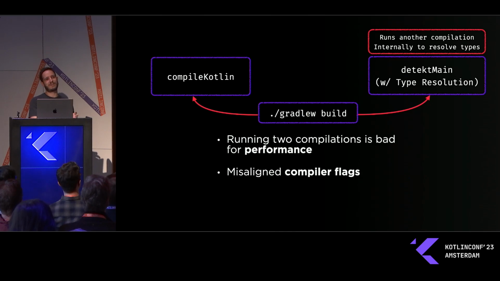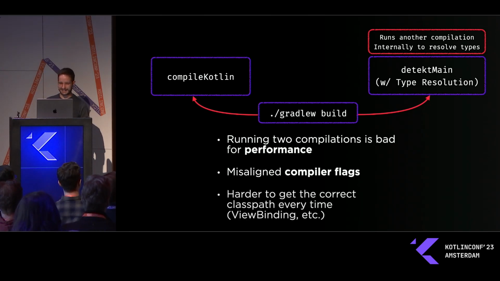Like if things, when your code is compiled, are not the same when Detekt is looking at it. For example, if you're using view binding on Android, or if there is code generation involved. If Detekt is not able to collect those compiler flags properly, the view that Detekt has on your code is not the same as the compiler has. And well, yeah, it gets complicated. Getting the correct class path every time is also quite hard.